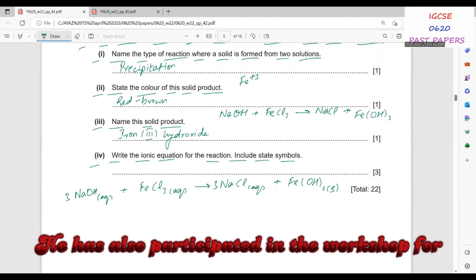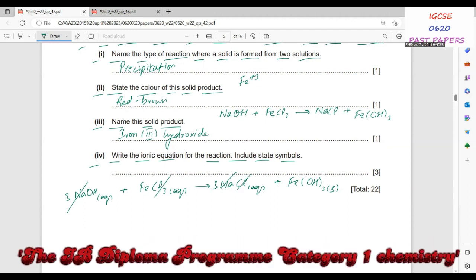Now cancel out the common or spectator ions. These are the spectator ions or common ions on both sides of the equation. So we are left with 3OH minus aqueous plus Fe+3 aqueous gives Fe(OH) whole thrice solid.